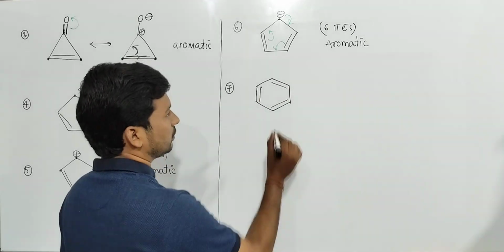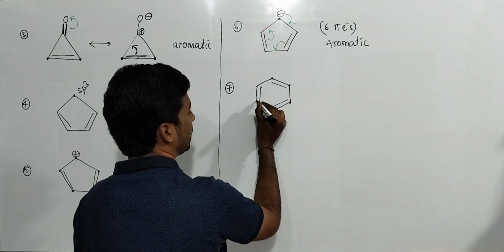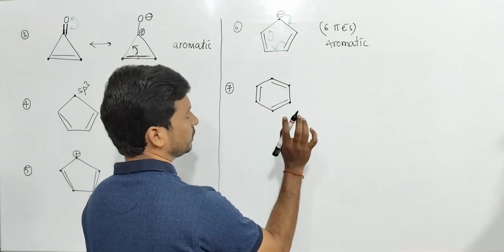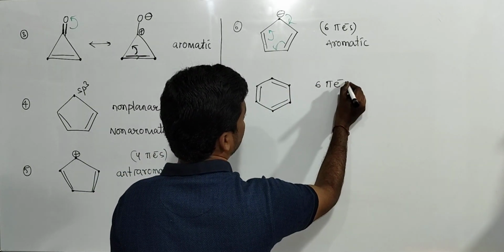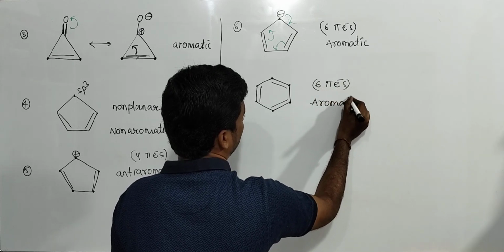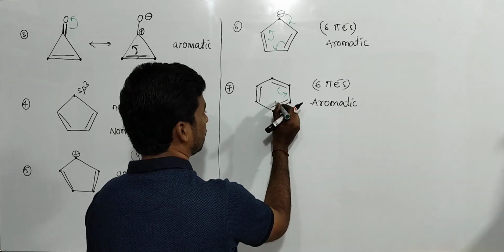Cyclic, all carbons are sp2 carbon, planar. That means a planar, cyclic molecule with a conjugative system, and 6 pi electrons involved in delocalization. That means aromatic. Benzene is aromatic compound. Delocalization like this.